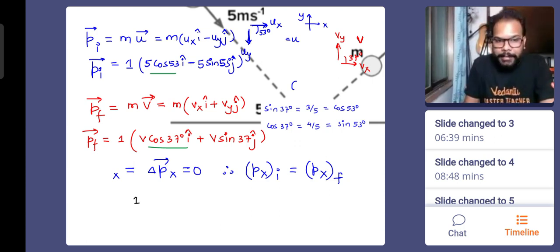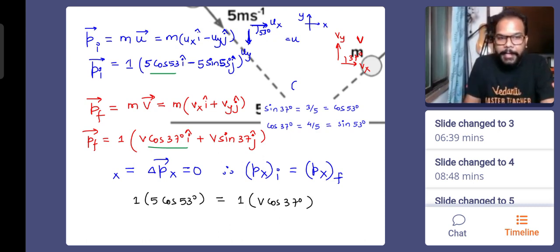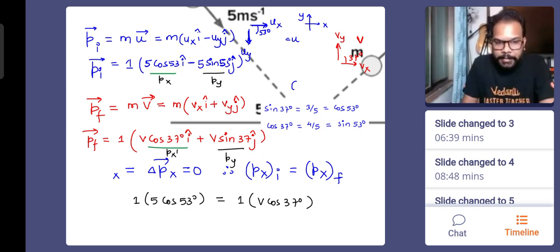So initial momentum is 1 into 5 cos 53 degree. This should be equal to 1 into V cos 37 degree. Okay, everyone. I hope you guys are able to understand. This is Px, this is also Px. This is Py, this is also Py. Or you can say this is Py dash, Px dash. Okay, so this is initial, this is final, equated.